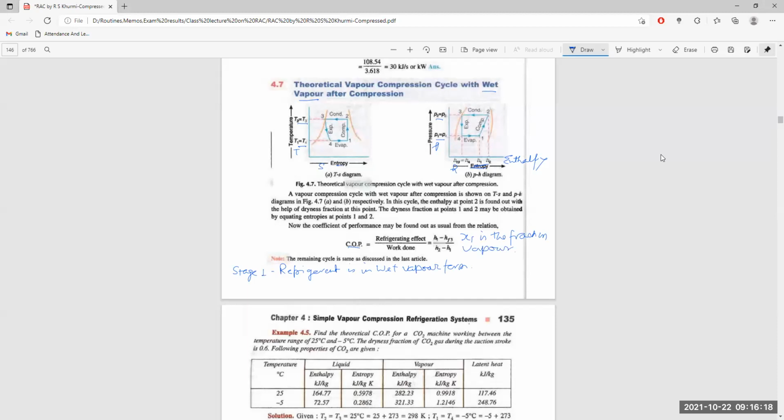At the same time, earlier, stage 2 was on the dry saturated line, so it is totally saturated vapor condition. The refrigerant is totally saturated vapor. But here, the refrigerant is in the wet condition. The same is the case with stage 2; the refrigerant is also in wet vapor form.